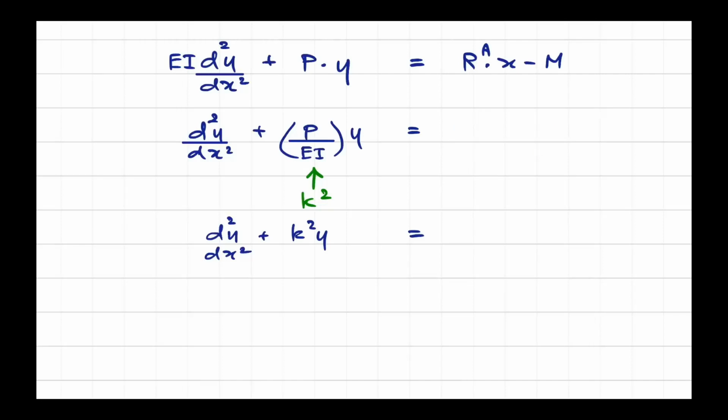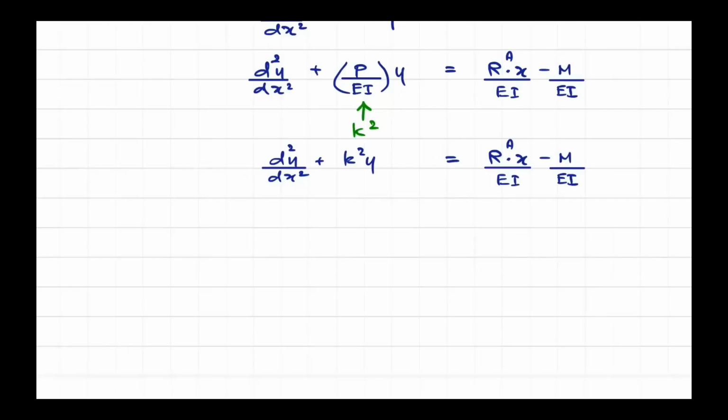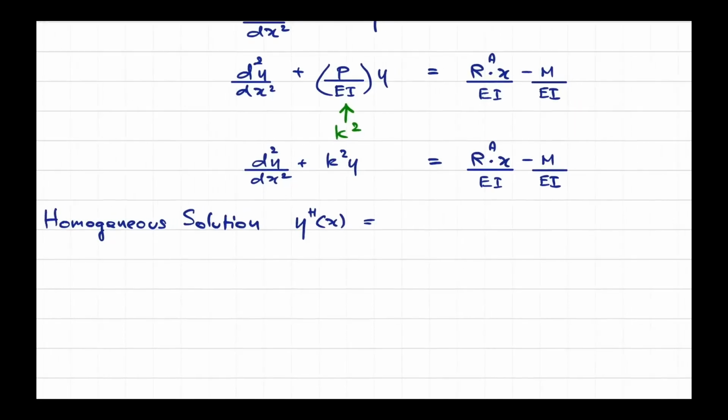And you know that this differential equation over here, you'll be getting two components of your solution. So the first part is the homogeneous solution, which is YH, and that is the A sine kx plus B cosine kx.